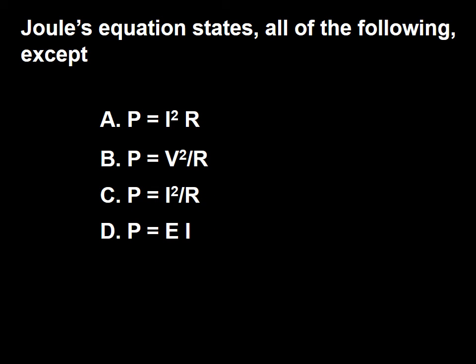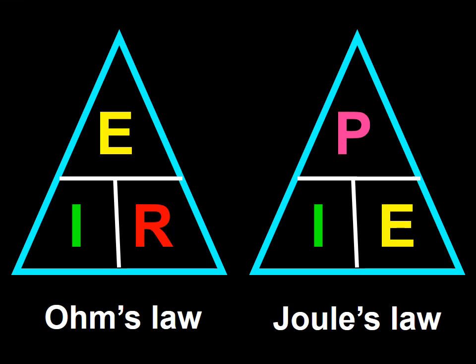Next question. Joule's equation states all the following except: A, P is equal to I to the second power times R; B, P is equal to E to the second power divided by R; C, P is equal to I to the second power divided by R; D, P is equal to E times I. Joule's law, as Ohm's law, has many versions.